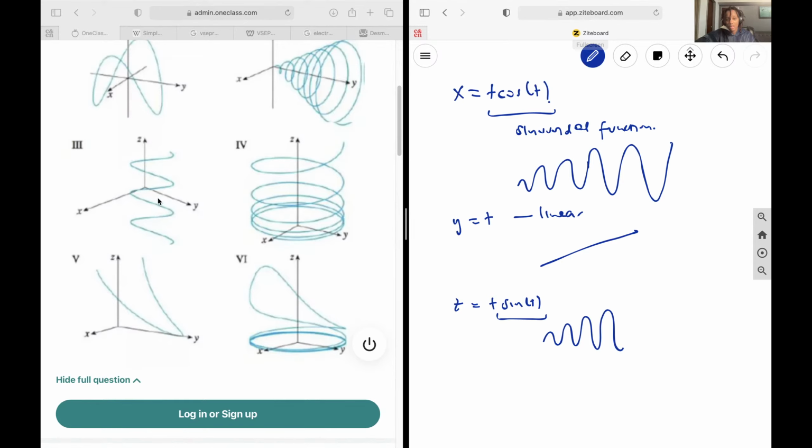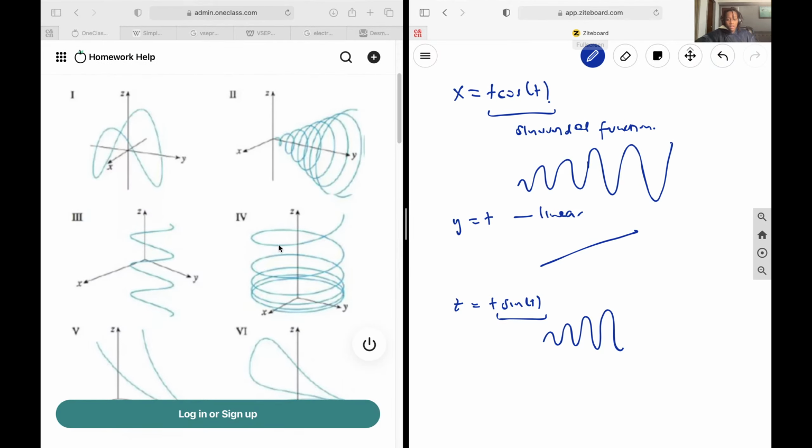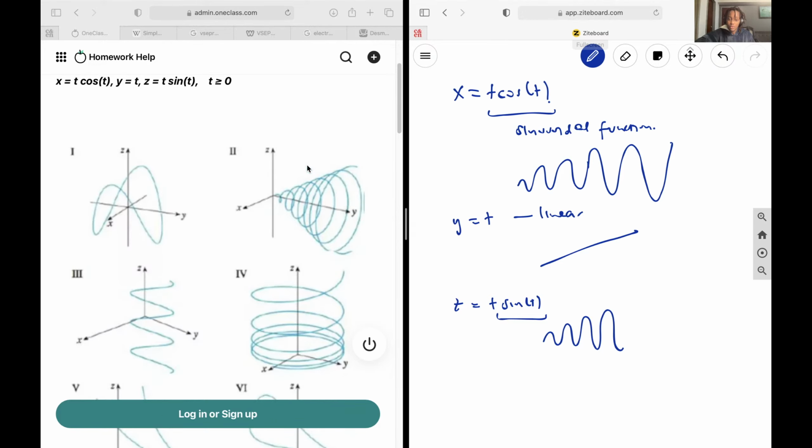This one, if you look at it, it's not describing linear behavior in the y direction. The behavior in all of the directions seems to be sinusoidal. And so this is not going to be correct. If you look at this one, it isn't describing linear behavior in y either. And so this is not going to be correct either, which only leaves us with 2.